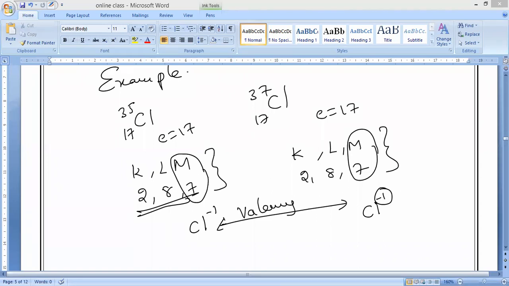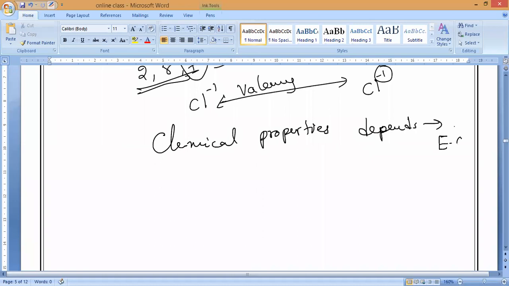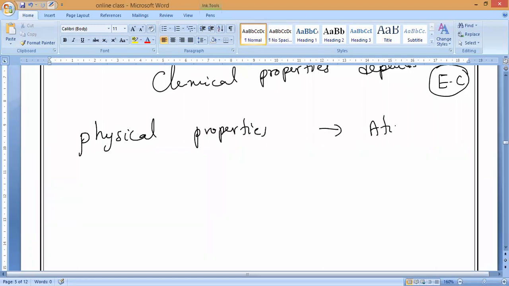Physical properties depend on whom? Mass. But chemical properties depend on whom? Chemical properties depend on electronic configuration. Chemical properties are identical, but the physical properties depend on atomic mass, or we can say mass number.